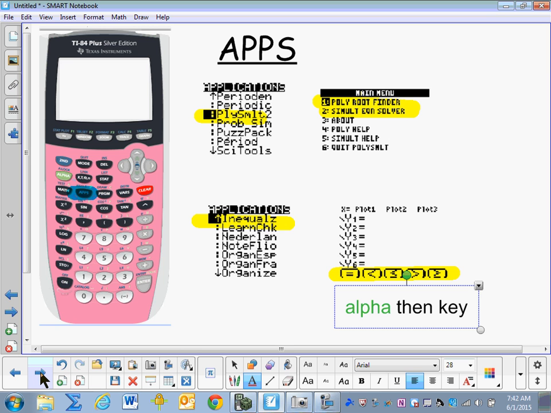We used applications. In the Poly Simultaneous 2 program, you can find the Poly Root Finder or use the Simultaneous Equation Solver. We also use an inequality application. And just remember when you're using the inequality application that in order for the keys to work, you need to hit the alpha key first.